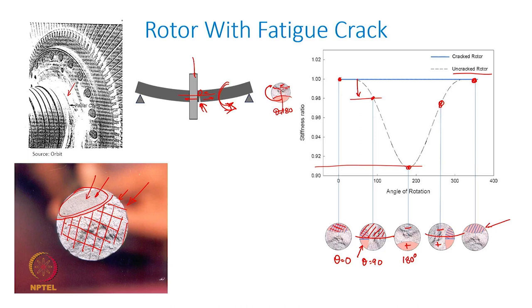The point is, had the rotor been without any crack, an intact rotor, the stiffness does not change at all. Okay, so it remains constant irrespective of the rotational position of the shaft.